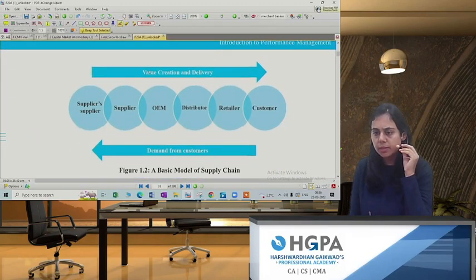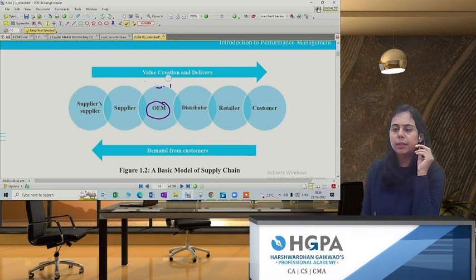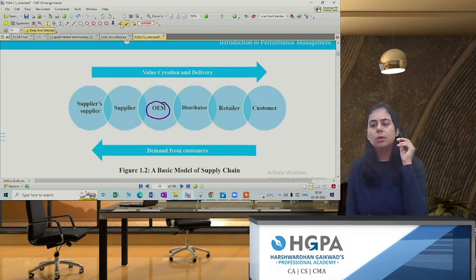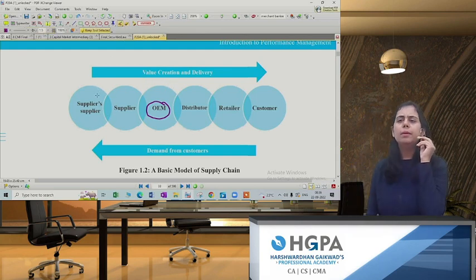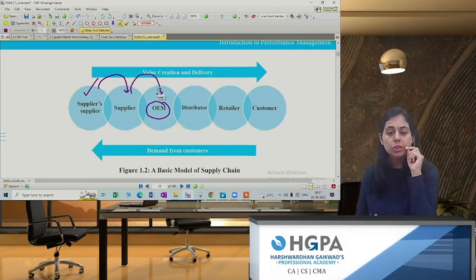Okay, let's see what this is. This is the original equipment manufacturer. Basically, this is the manufacturing person, for example, Tata, who is manufacturing the Nano. How does this process start? There might be first of all a supplier, then the main supplier, and then the raw material will come to our company. So OEM is the original equipment manufacturer.